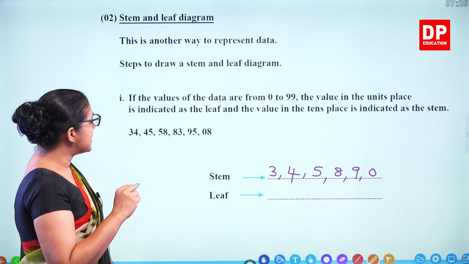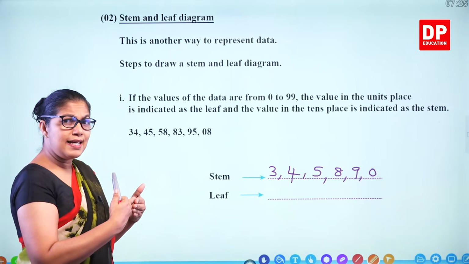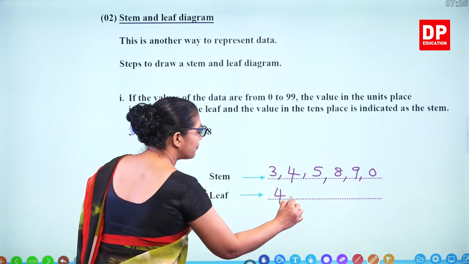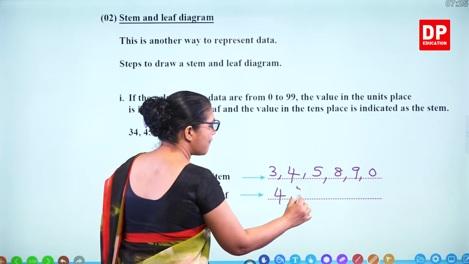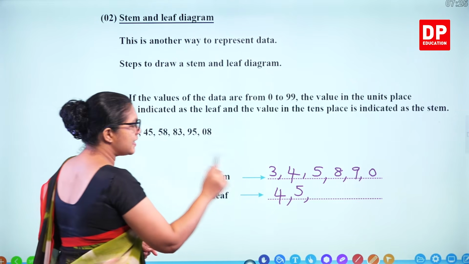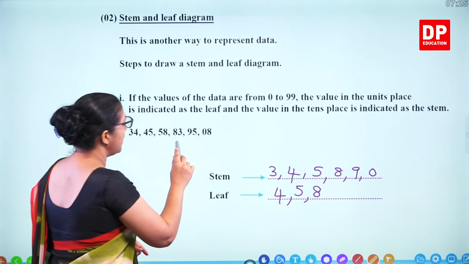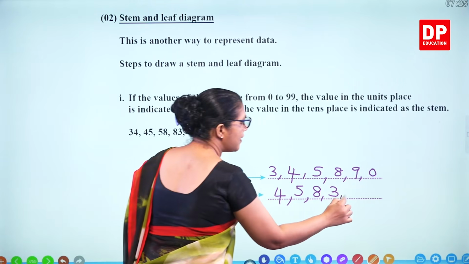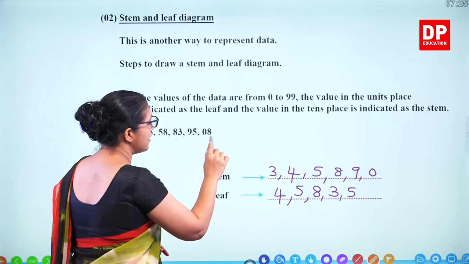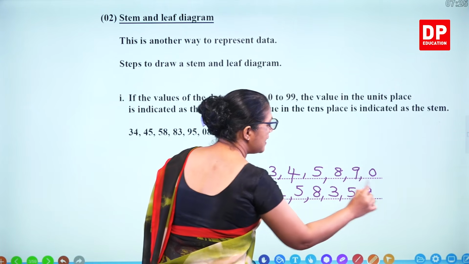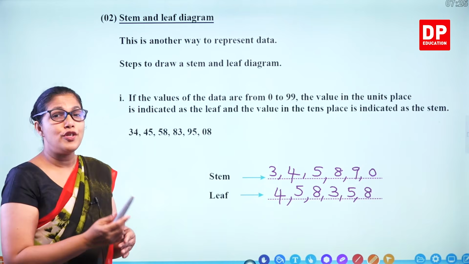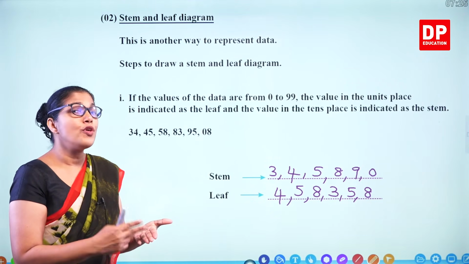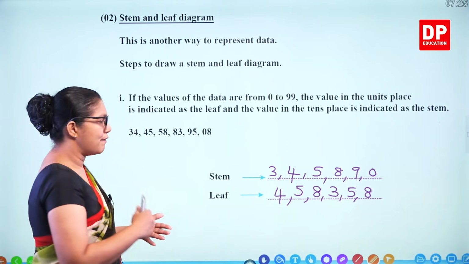Now, what is the leaf value? Leaf value is the value in the units place. 4. 45, that's 5. 58, that's 8. 83, that's 3. 95, that's 5. 08 means 8 is the leaf value. So now you know when you get a number between 0 to 99, how you identify stem and leaf.